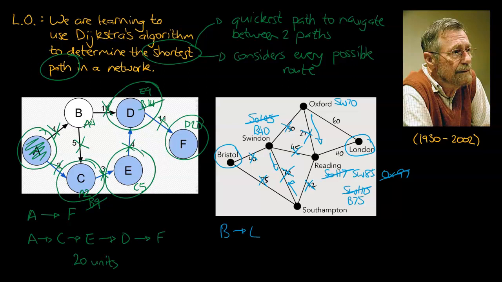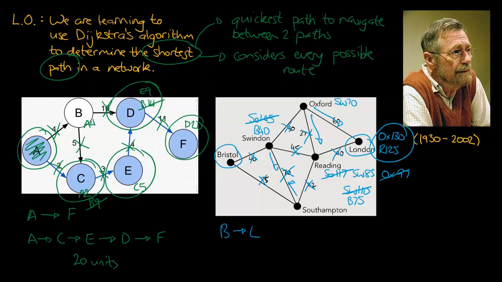And then finally, let's maybe take this Reading to London route. That was 40. Currently, we're at 85. We're going to add on the 40, which is 125. So we're going to call that R125. So if we go via Reading, it will take us 125 minutes. And we'll then think about going to, I should cross this out here. Thinking of that Oxford route, we've got the 60 plus the 70. That's 130. So that there is going to be Oxford 130.